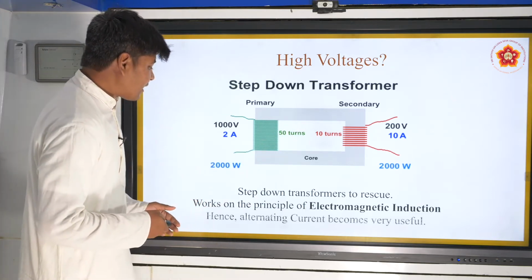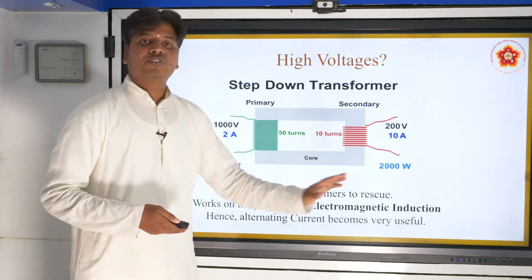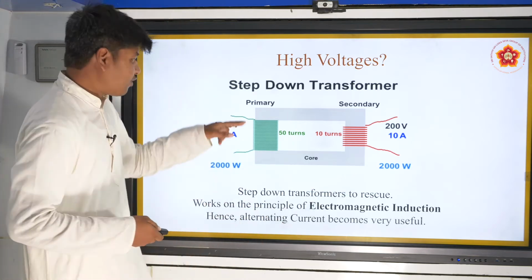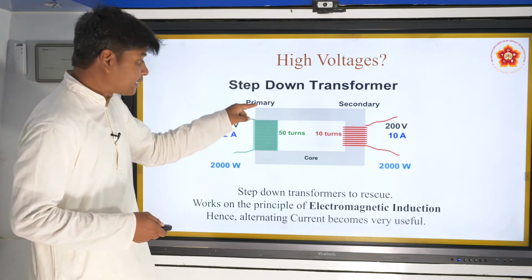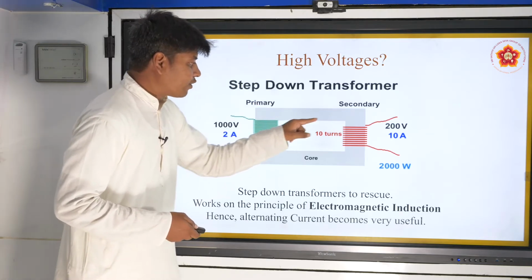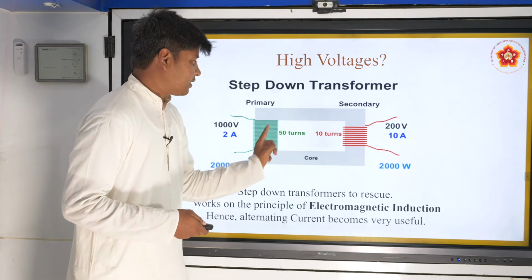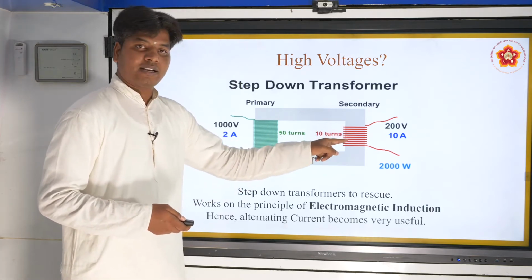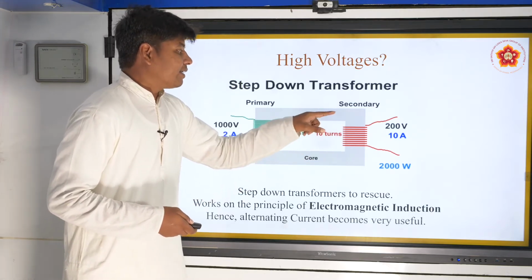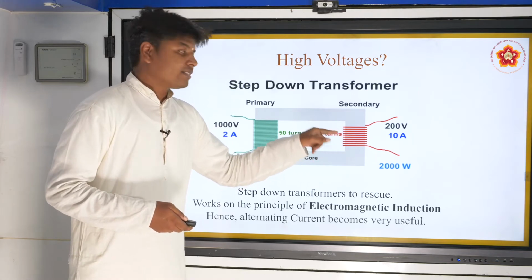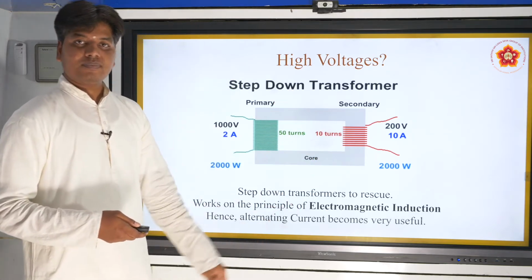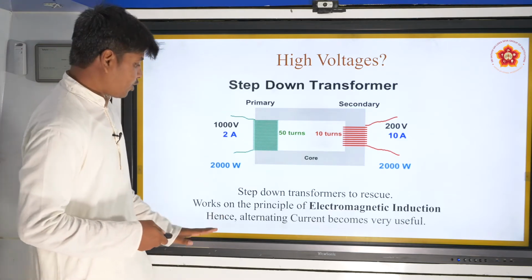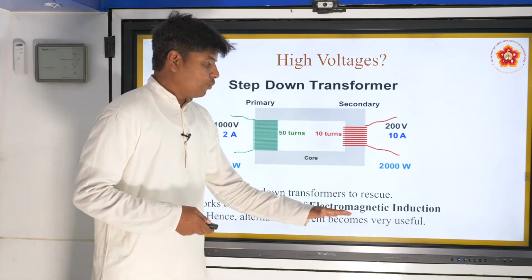So alternating current becomes very useful here. If you have an alternating current here, it changes its direction, thus changes its magnetic field, which influences this coil because it is around it, in the vicinity of this magnetic field, and the induced current is generated here. Potential difference and current is generated here. Understood? That's why alternating current becomes very useful.